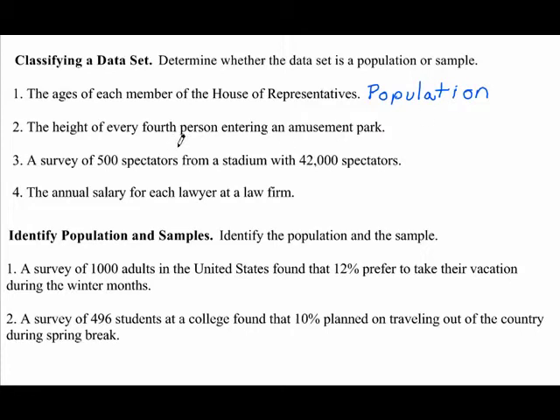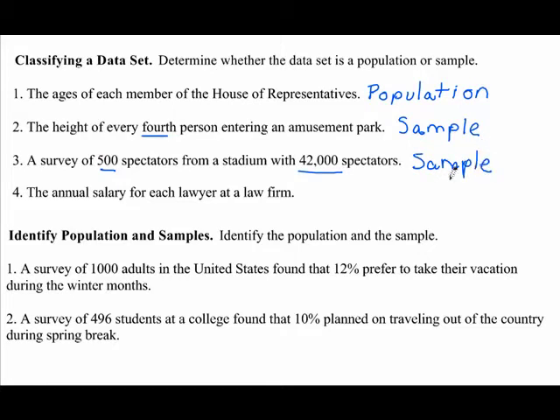Let's take a look at number two, the height of every fourth person entering an amusement park. Since it's every fourth person, it's not every person or each person. Therefore, this is just a sample of the people entering the amusement park. So that's going to be a sample. Number three, a survey of 500 spectators from a stadium with 42,000 spectators. 42,000 would be the population, but here we just have a sample of 500. So as soon as you're doing the survey of just the 500, that's going to be, again, a sample.